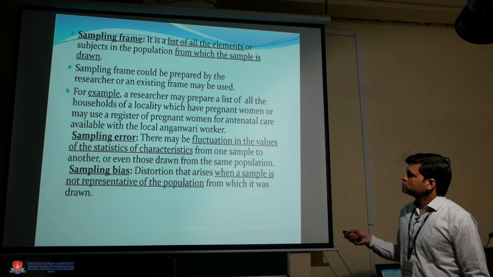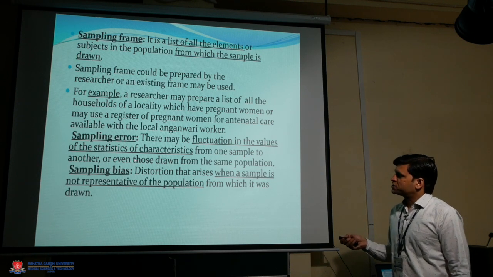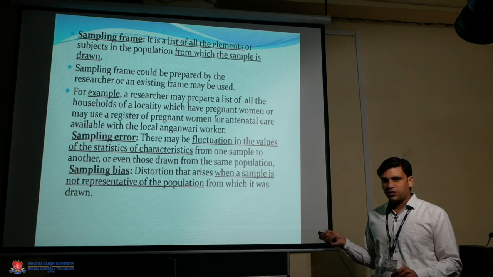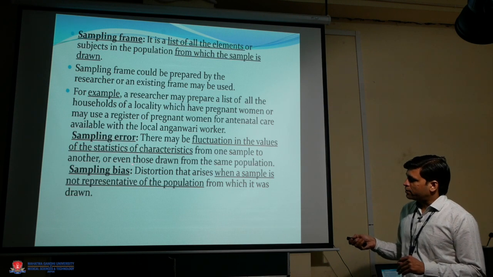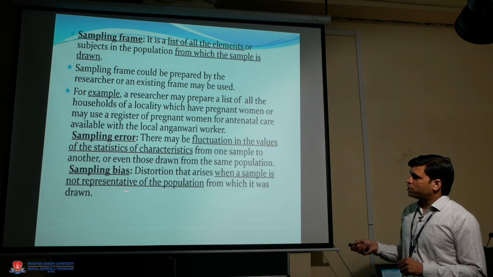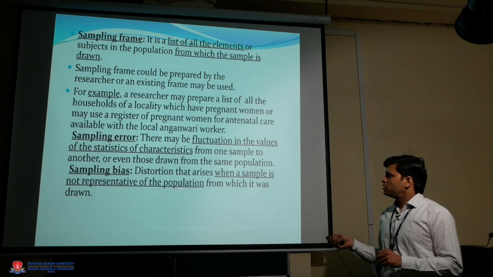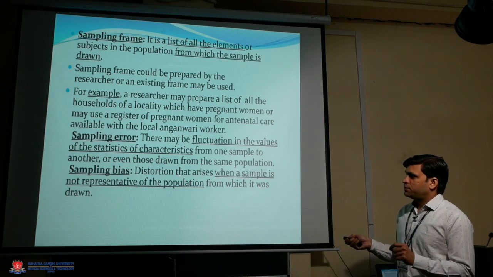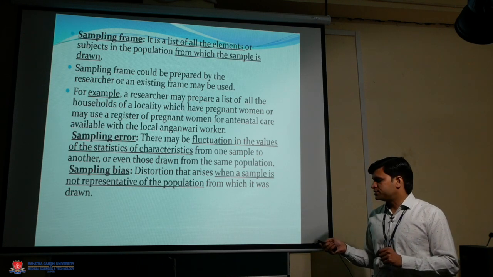Sampling error. So what is sampling error? There may be fluctuation in the values of statistics of characteristics from one sample to another. If there is any fluctuation of statistics in the characteristics of samples, then there could be chances of sampling error. Sampling bias is the distortion that arises when a sample is not representative of the population from which it was drawn. A researcher has to take care that whenever they select the sample, it must be representative of the entire population. If it is not so, then there are chances of sampling bias.